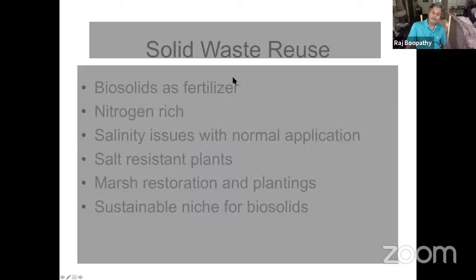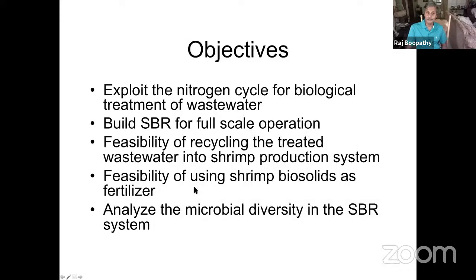And then the sludge that comes out, we have to repurpose. Because it has a high salt content, we use it to grow marsh plants. Okay, so it's a sustainable way. Everything is used up, nothing goes to waste. So that's how we started the whole concept of using a sequencing batch reactor following the nitrogen cycle principle.